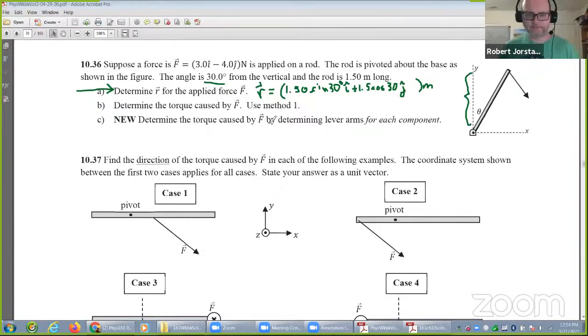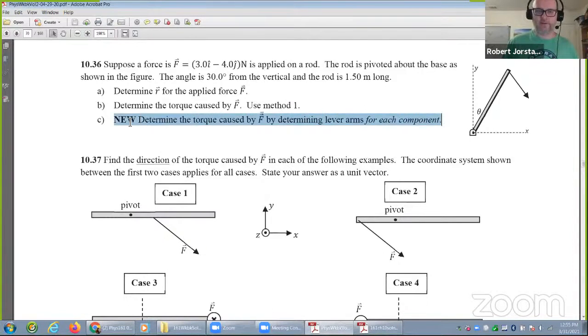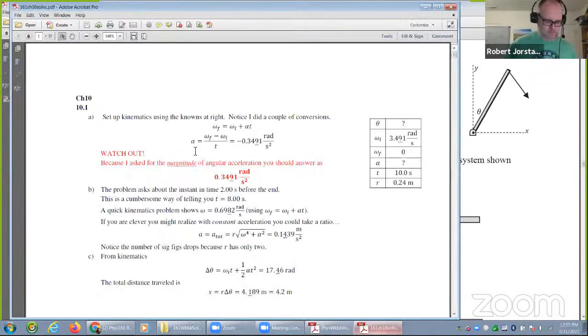All right. So at that point, we should be able to just plug in and do the wheel of pain, right? You could do this some other way. And so notice, I don't know if this is in your book or not, but we could also figure it out by determining lever arms for each component. So let's go look at this one and see how this works out. Maybe I've got the solution 10.36.